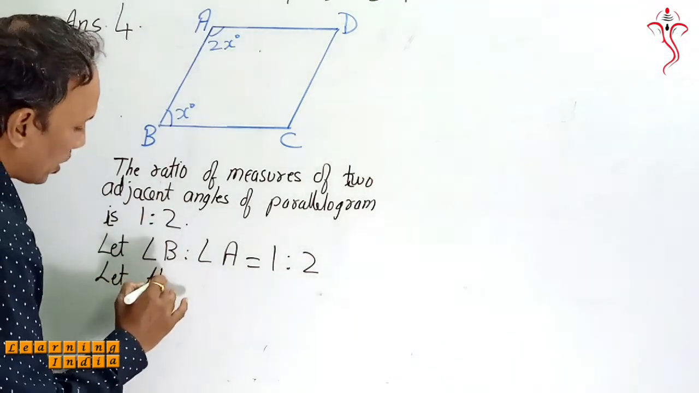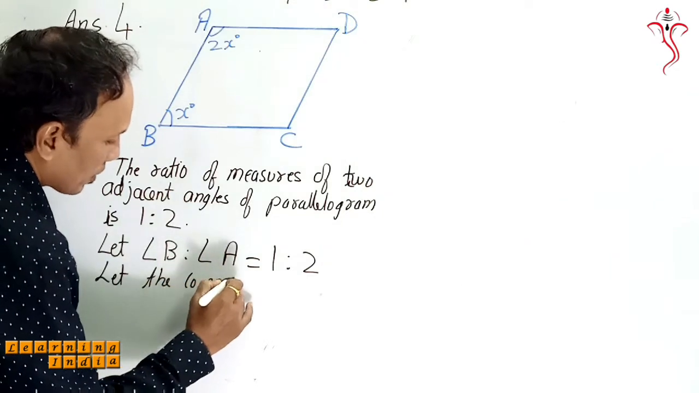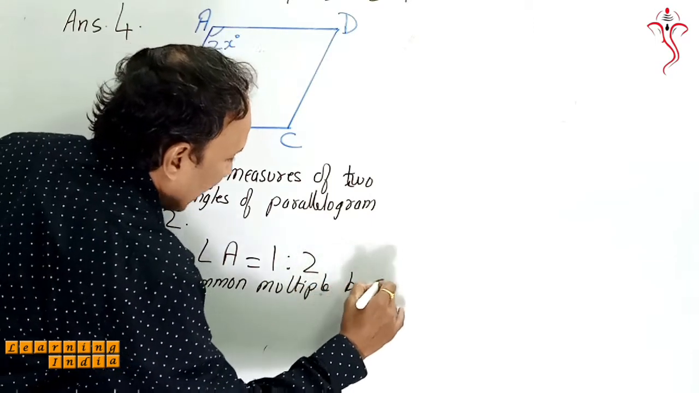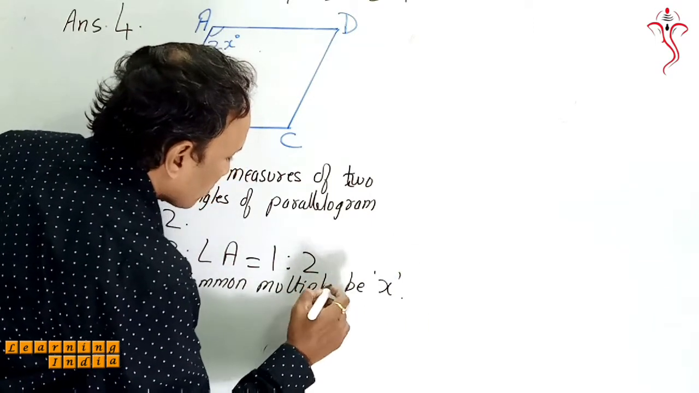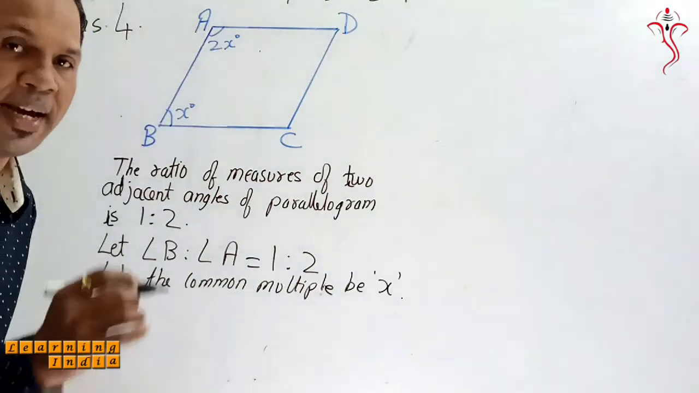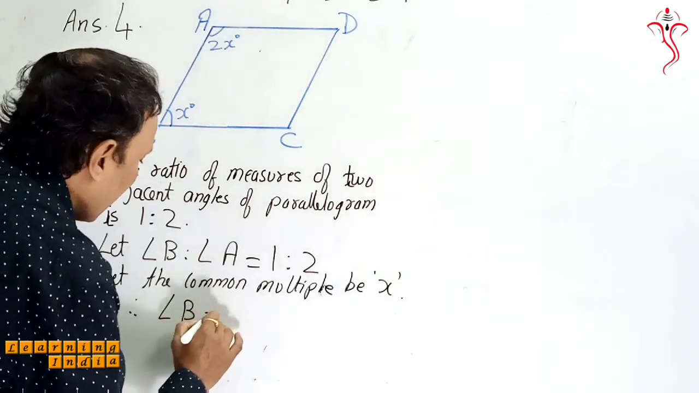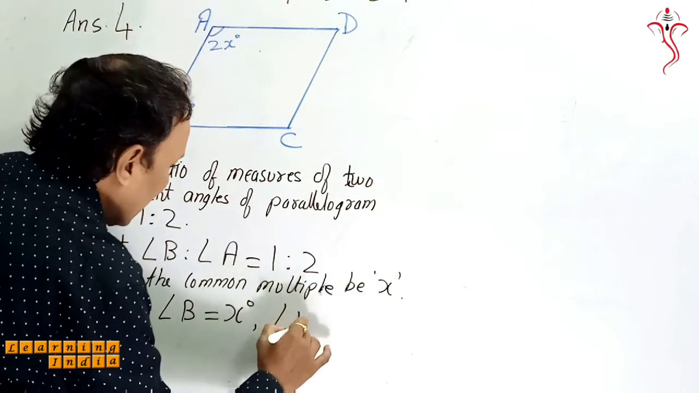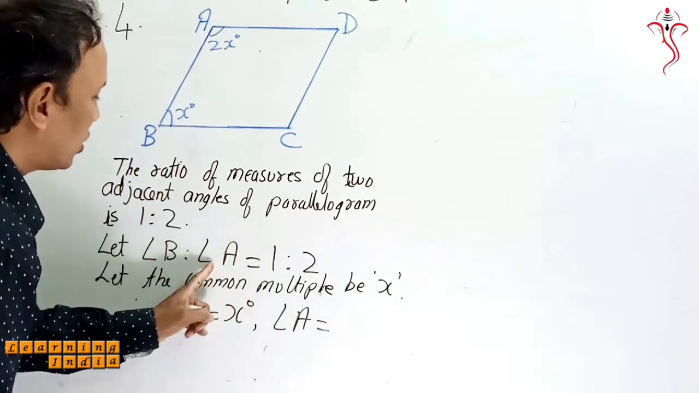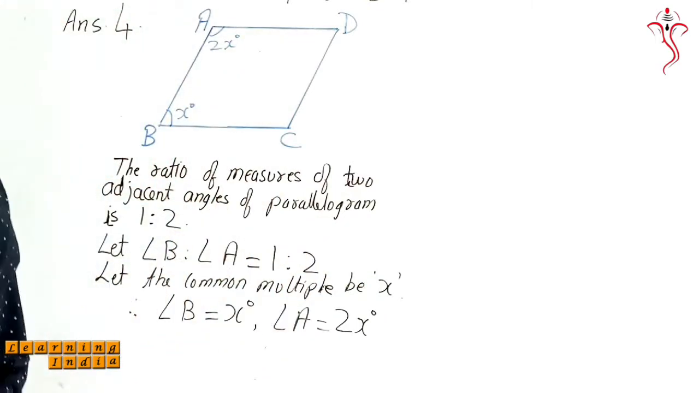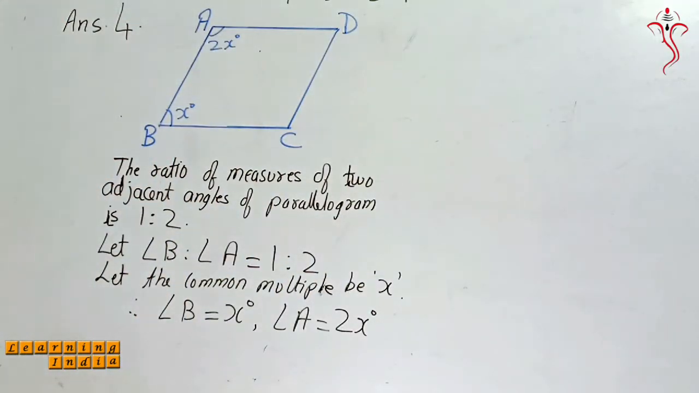Let the common multiple be x. यानी कॉमन मल्टीपल को हम लोग क्या पकड़ेंगे x करके. तो फिर हमारा एंगल B का मेजरमेंट आएगा x डिग्री और एंगल A का मेजरमेंट आएगा 2x डिग्री. Correct? So angle B will be x degree and angle A will be 2x degree if you are taking x as a common multiple.